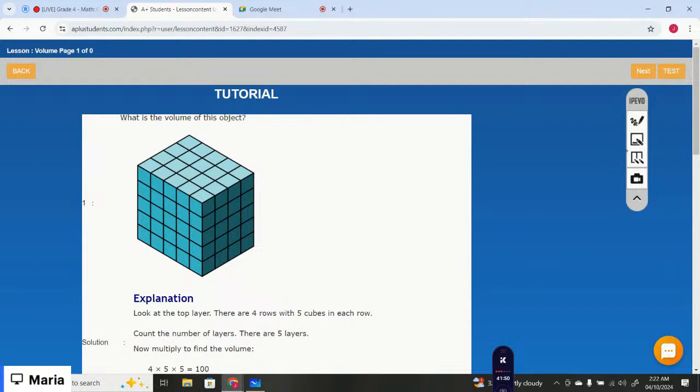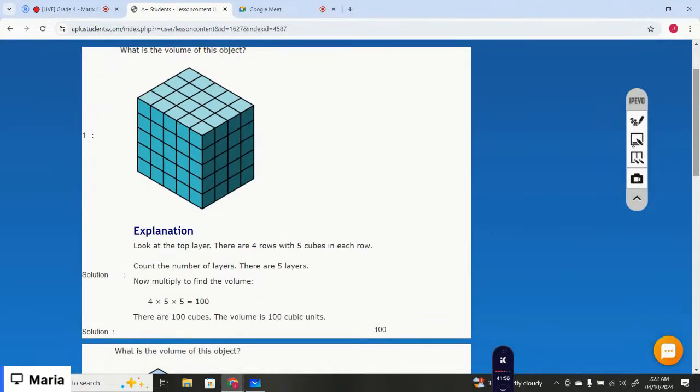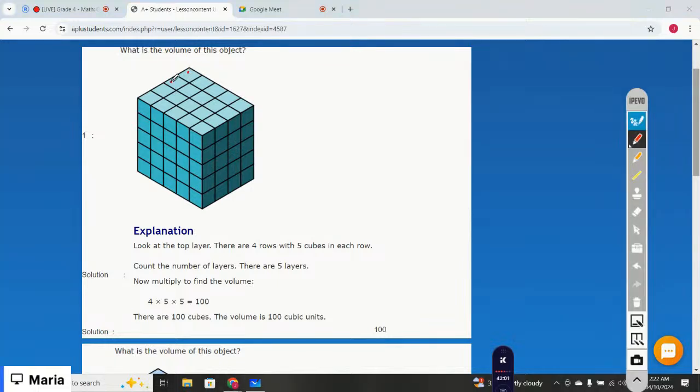Okay, so let's just start with the lesson on volume. What is the volume of this object? So you can see the object, right? You need to find the volume. Just look at this top layer. You can see 1, 2, 3, 4. So that means the width is 4, and 1, 2, 3, 4, 5. That is 5, right? So width is 4 and length is 5. You also have to find the height. You see 1, 2, 3, 4, 5. The height is also 5. So how do we find the volume? Volume is length times width times height.